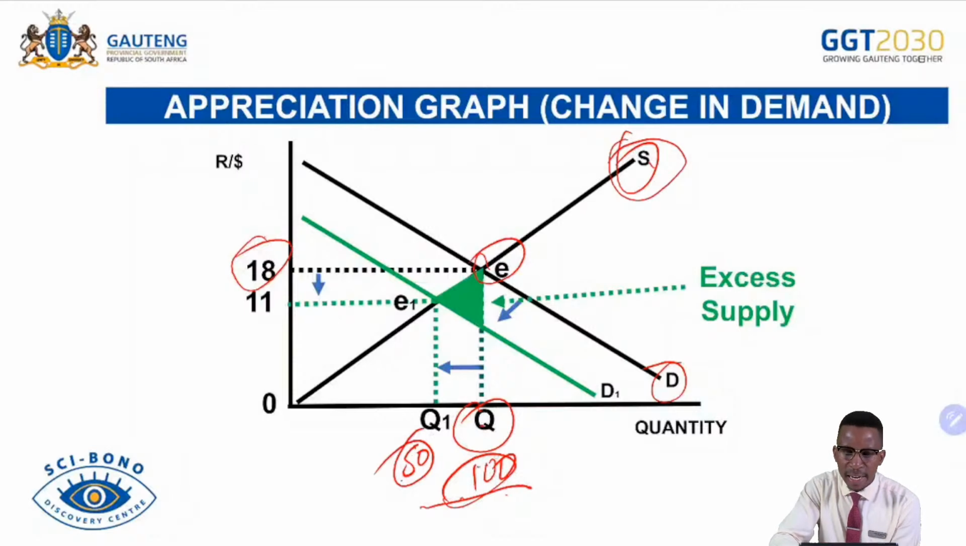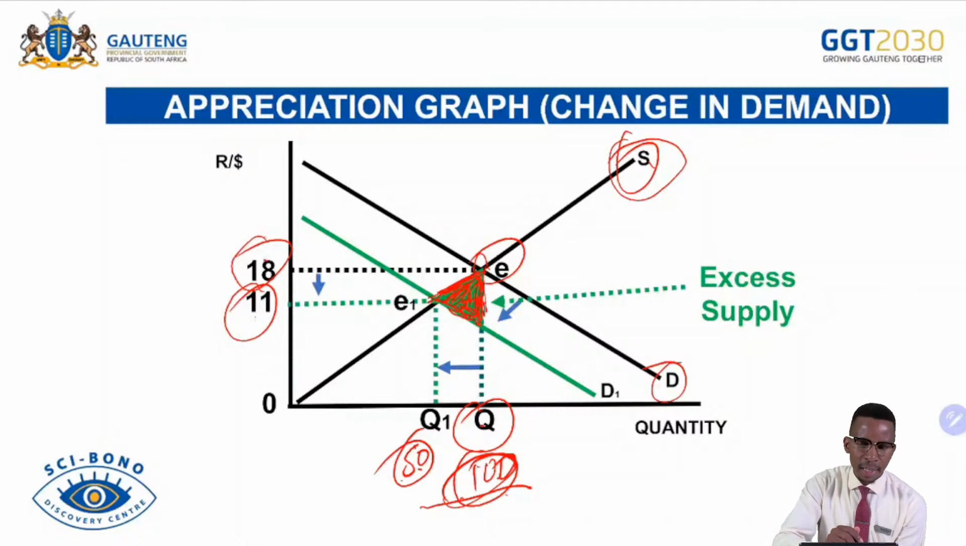It remains high at 100 units, but the quantity demanded for South African rands is decreasing from 100 to 50 units. What happens then? That is leading to the currency appreciating. Our rand is becoming even stronger because there is an excess supply. The rand remains oversupplied, but the demand is decreasing while the supply remains high. So this gives an advantage to the rand to appreciate. That's why the rand appreciates from 18 rand to 11 rand.